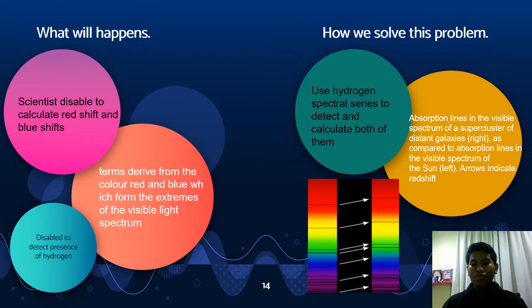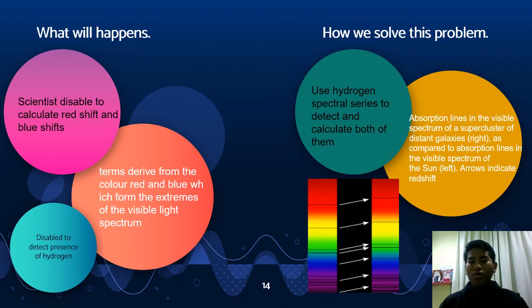Now I will continue with what will happen. First of all, scientists are able to calculate redshift and also blue shift, because the terms derive from the colors red and blue, which form the extremes of the visible light spectrum. And second, scientists are able to detect the presence of hydrogen in our galaxy or our universe.